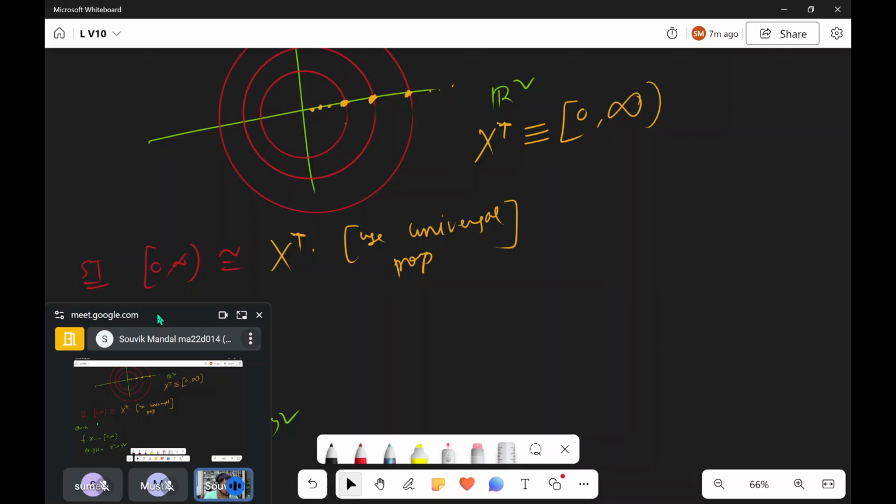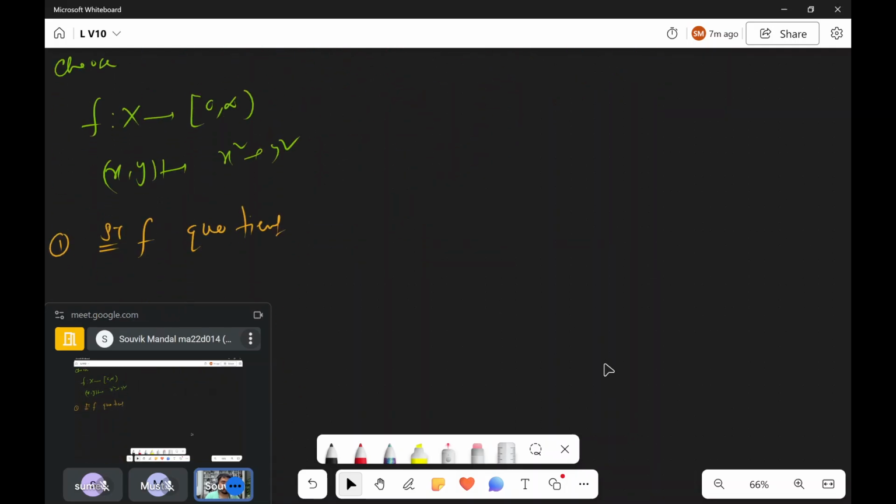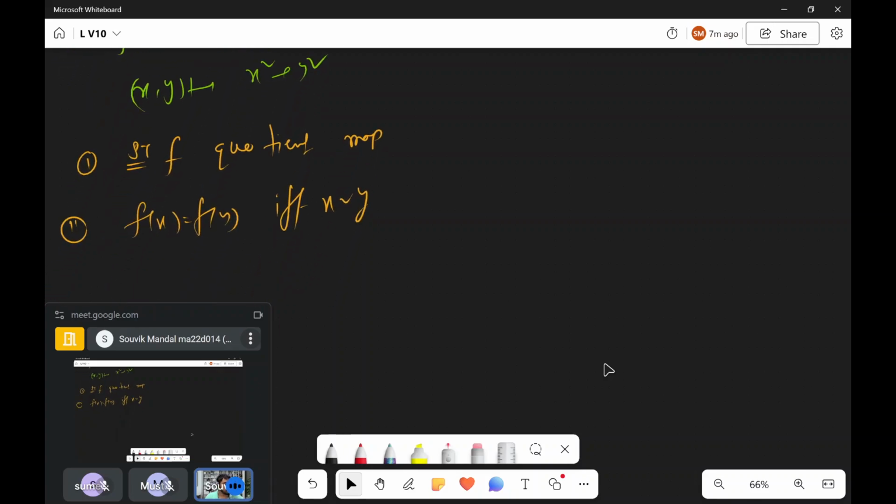Now we need to show three things. Show that f is a quotient map. Secondly, f(x) equal to f(y) if and only if x equal to y. Okay, so these two properties we need to ensure. So in order to show if it's a quotient map, what we need to show? We need to show that it's continuous.